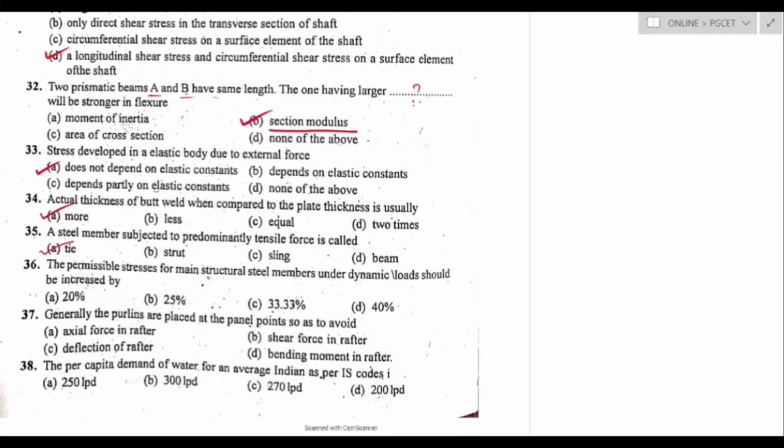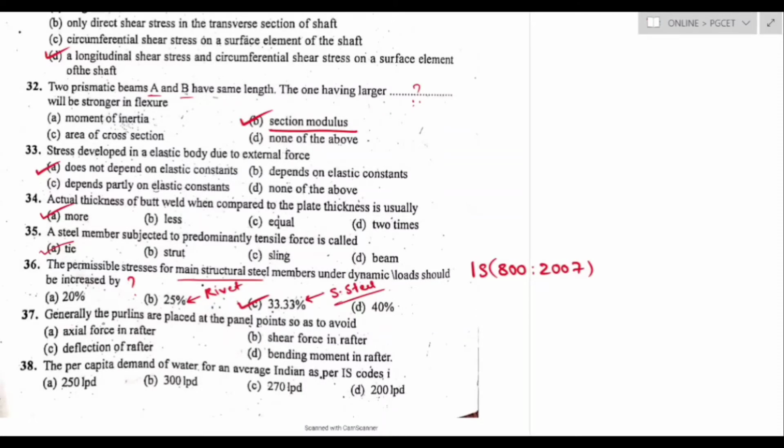Question number 36. The permissible stress for main structural steel members under dynamic loads should be increased by. As per IS 800-2007 codal provisions, if the effect of the wind or earthquake load is taken into account, then the permissible stress for main structural steel member should be increased by 33.33%, and the permissible stress for rivets should be increased by 25%. This is for rivets and this is for structural steel members. So option C is the right answer.